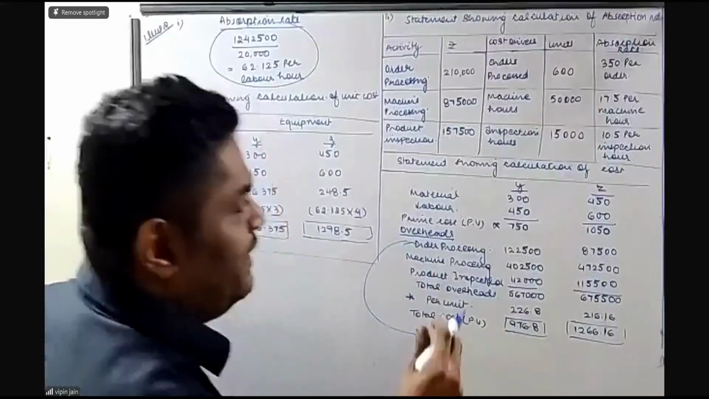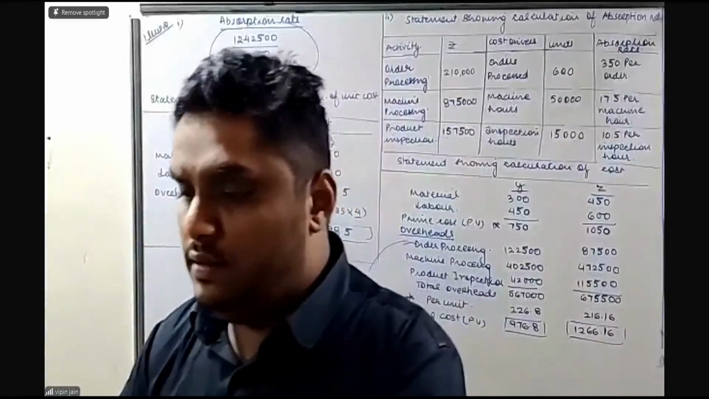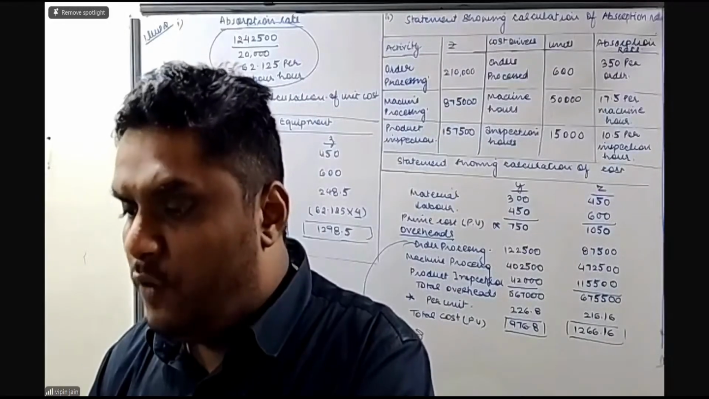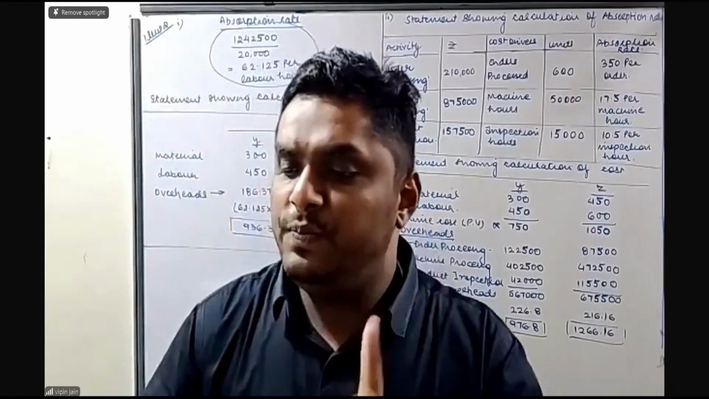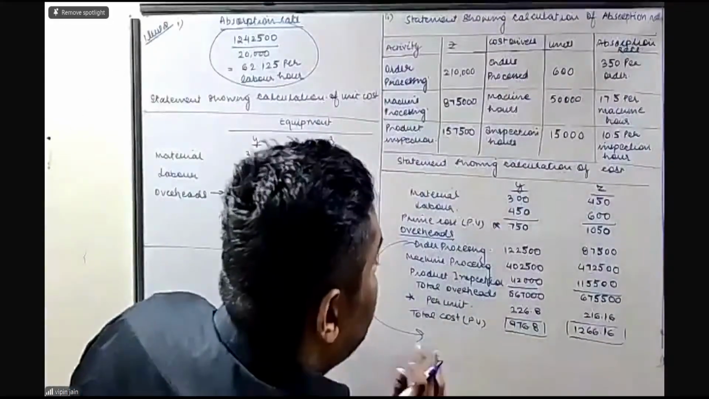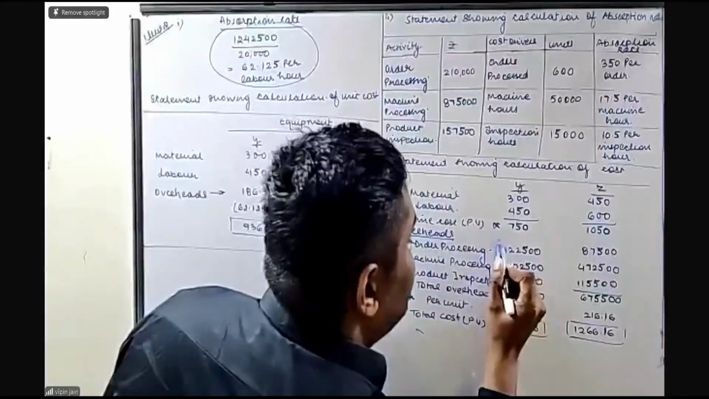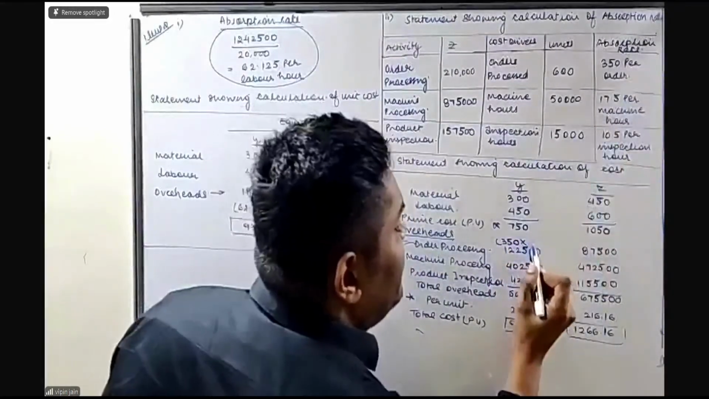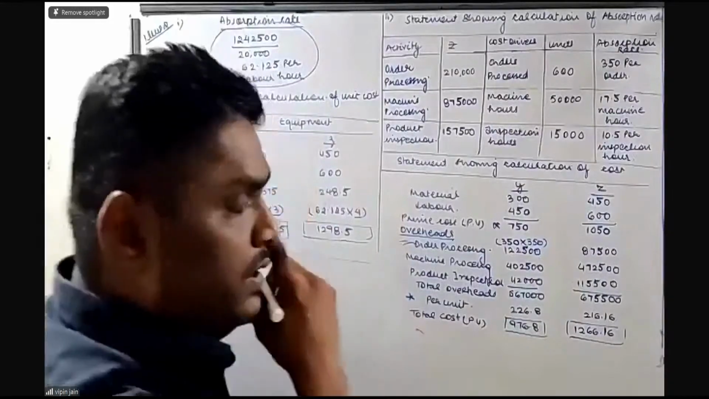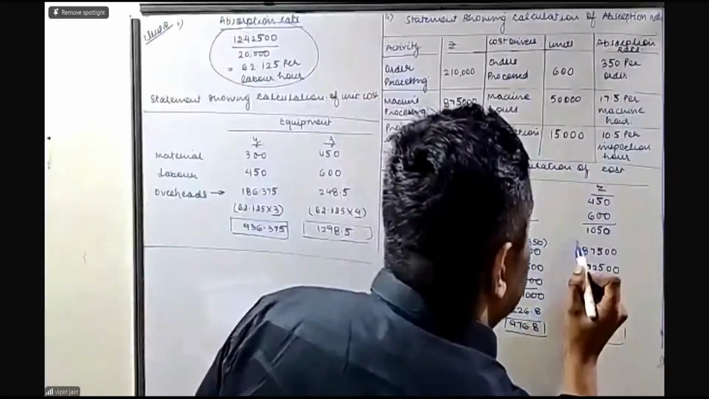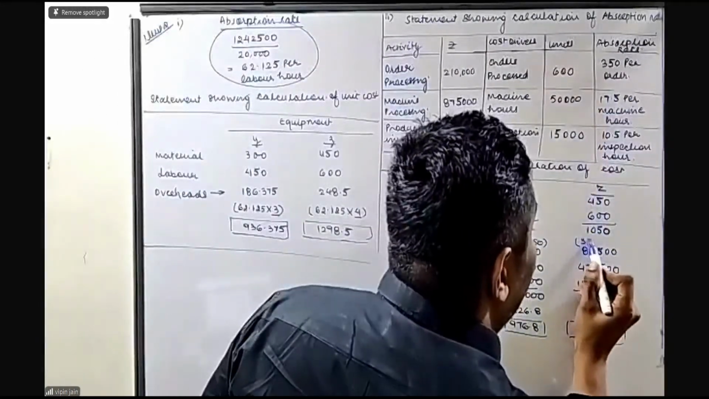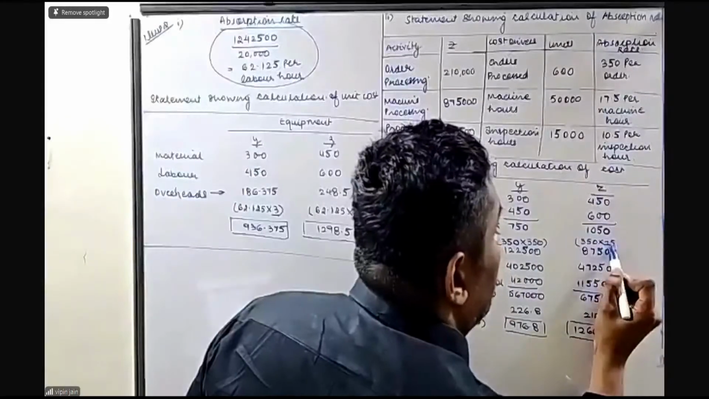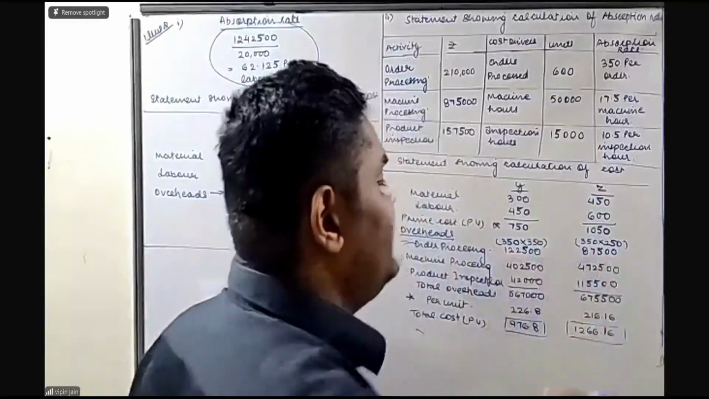So how have I calculated this? See, the number of orders: 350 orders are processed for Y, and the rate is 350 per order. Similarly, in case of Z also, the rate is 350 per order, and the orders processed are 250. So this is how this amount is calculated.